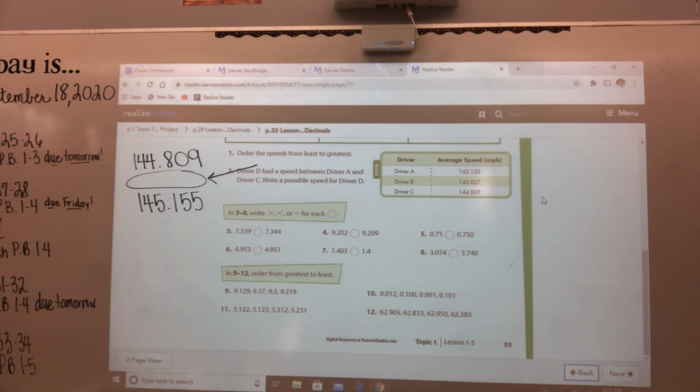Okay, I don't understand why you're putting 133. It's got to be bigger than this. So if this says 144, you can't put 133. 133 is not bigger than 144. 133 is smaller.